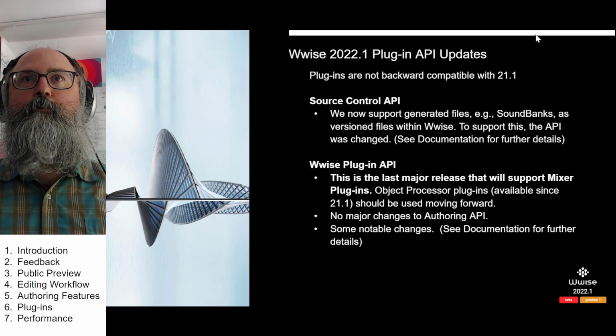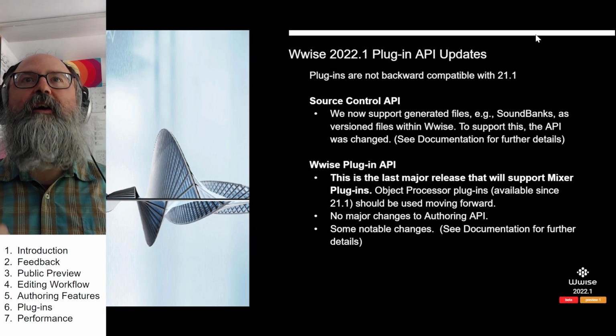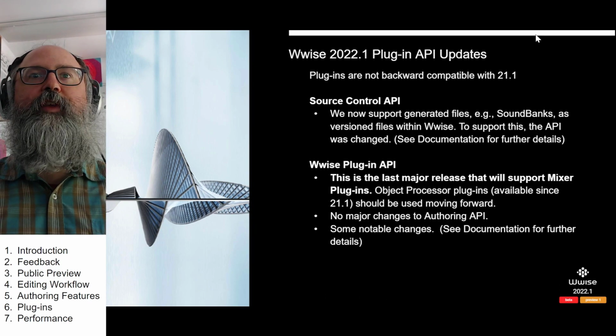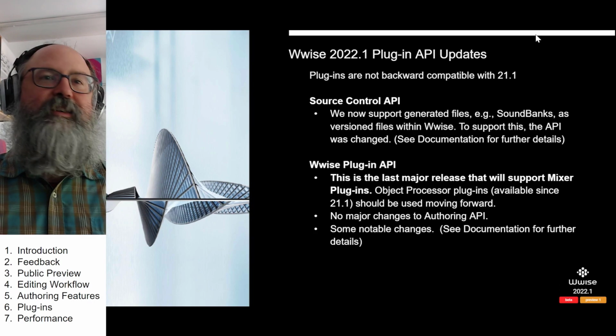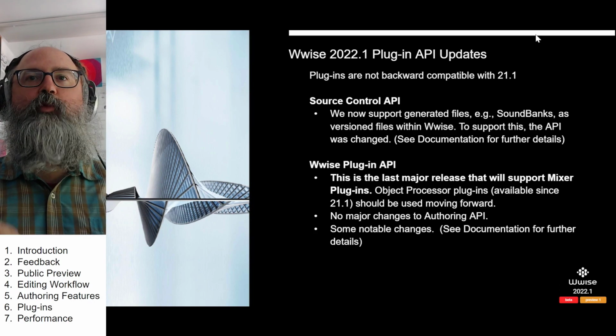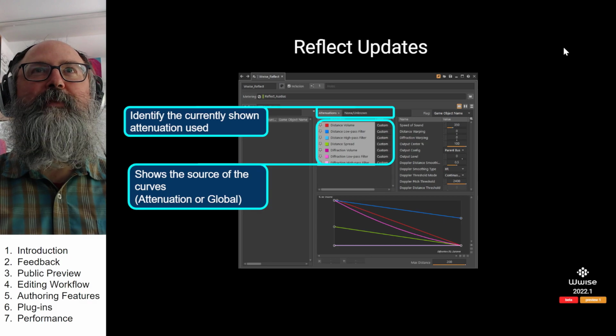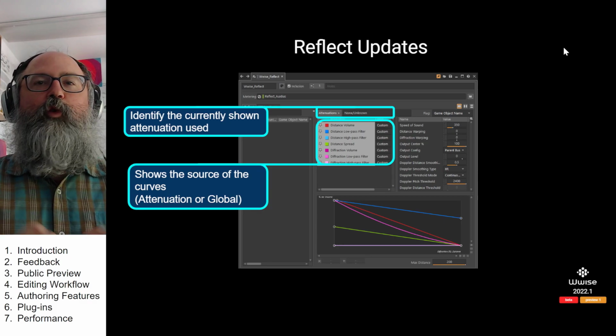So while there's no major changes to the authoring API, there are some notable changes, and for folks who are out there creating plugins, definitely reach into the documentation when you install 22.1 to get a clear idea of what those changes are. So with that, Reflect.